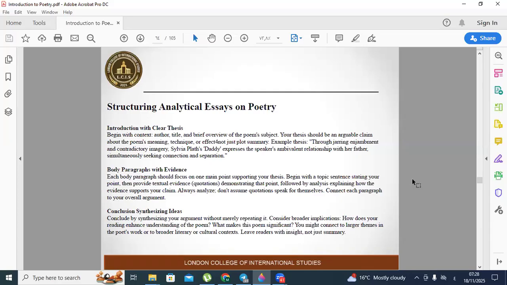Your conclusion should synthesize your argument without merely repeating it. Consider broader implications. How does your reading enhance understanding of the poem? What makes this poem significant? Connect to larger themes in the poet's work or broader literary contexts.